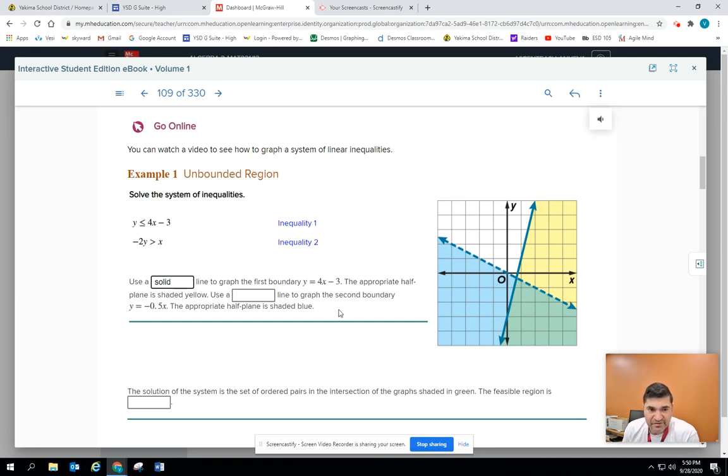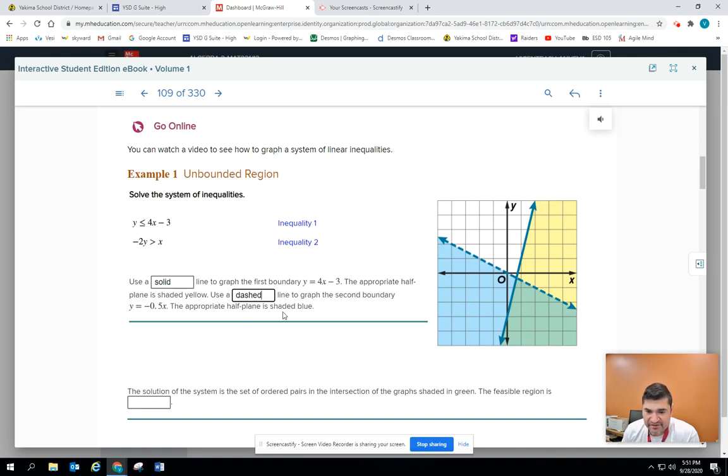Okay, you should use a dashed line because there is no equal sign. Remember, only when it has an equal sign is it going to be a solid line, because that includes it. This is saying everything that it is not equal to. Therefore, we have a dashed line. Use a dashed line to graph the second boundary, y equals -0.5x.